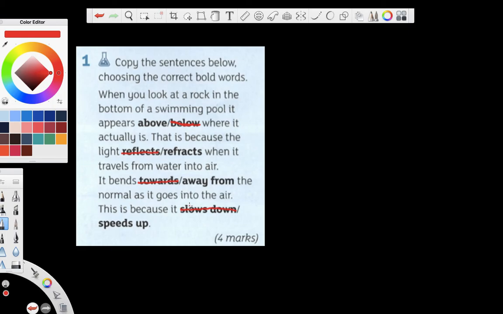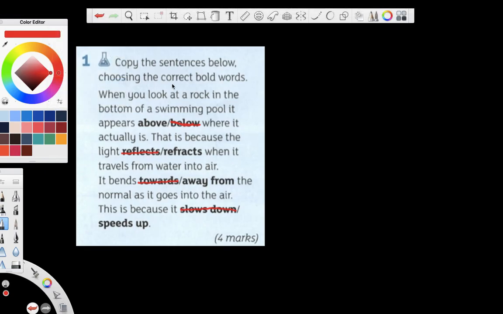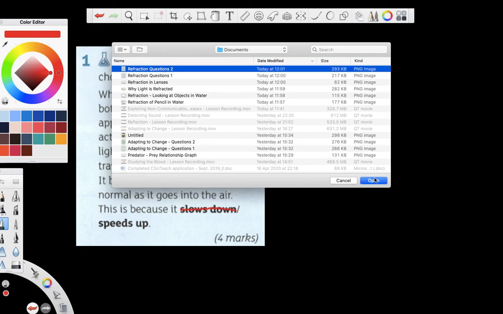So it should have read, when you look at a rock in the bottom of a swimming pool, it appears above where it actually is. That is because the light refracts when it travels from water into air. It bends away from the normal as it goes into the air. This is because it speeds up.